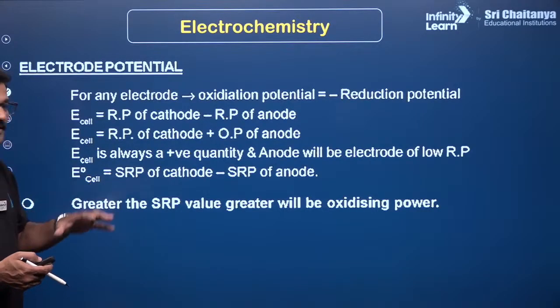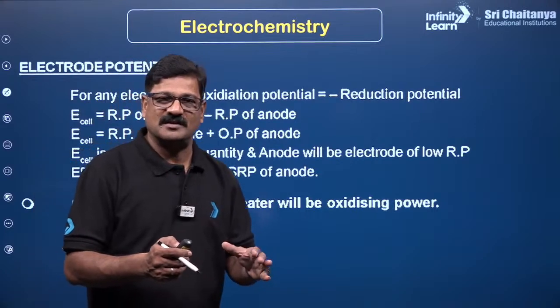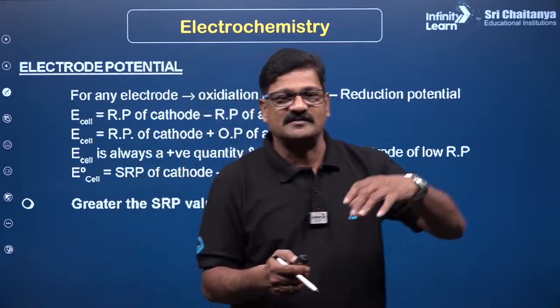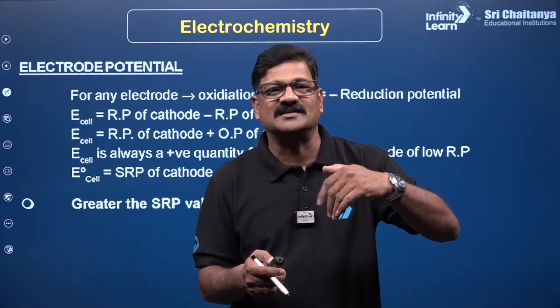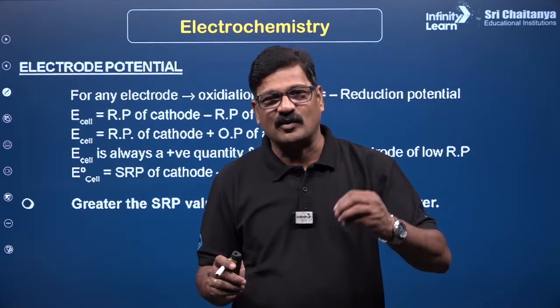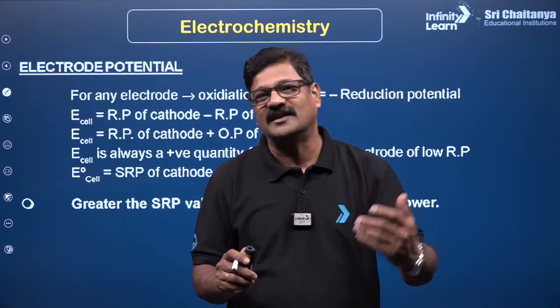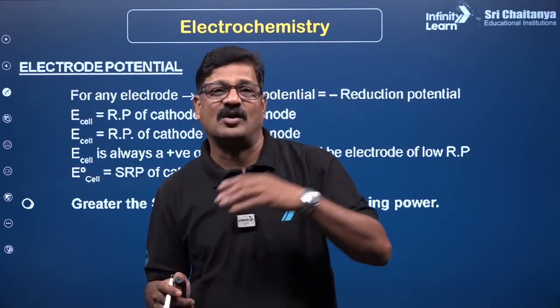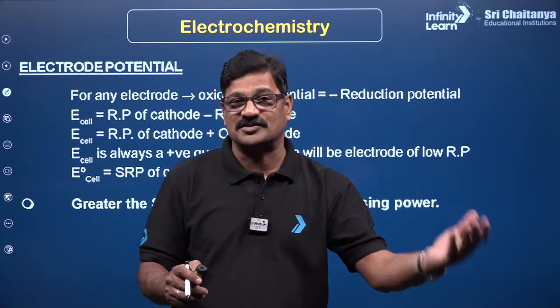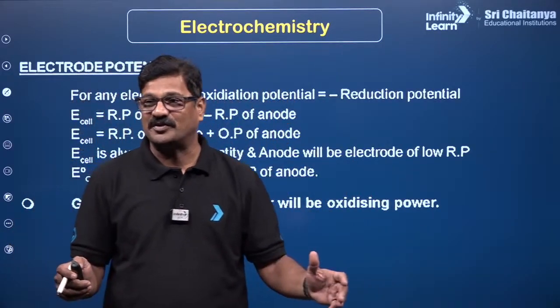For any electrode, you will be having an oxidation potential and a reduction potential. A potential is experienced when a metal is immersed in the electrolyte, and it is called electrode potential. If it is at 1 atm, 1 molar concentration, at 298 Kelvin, it is called standard electrode potential. Electron lost is oxidation, so standard oxidation potential. Electron gained is called reduction, that is called standard reduction potential.